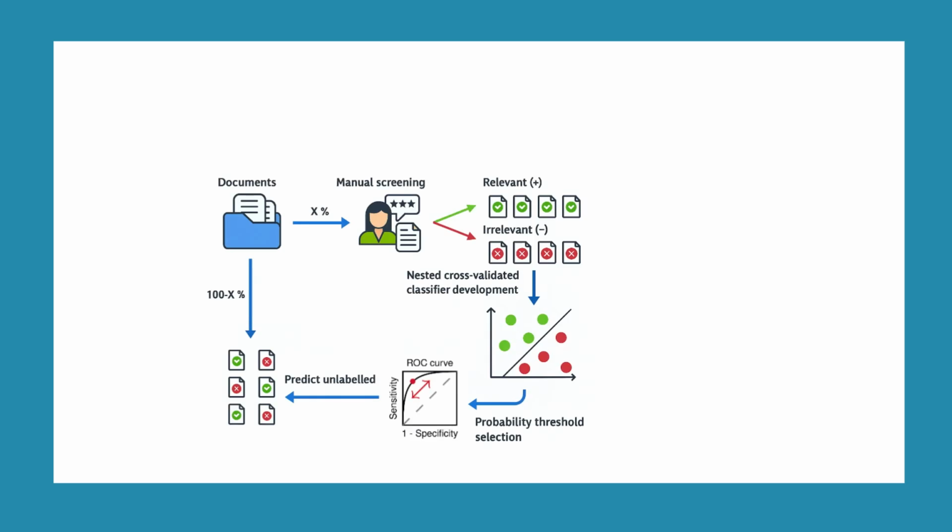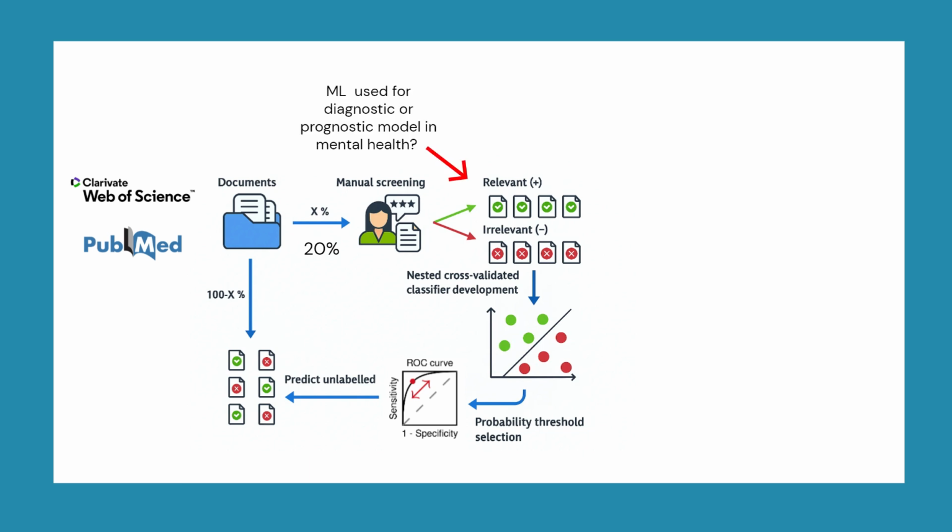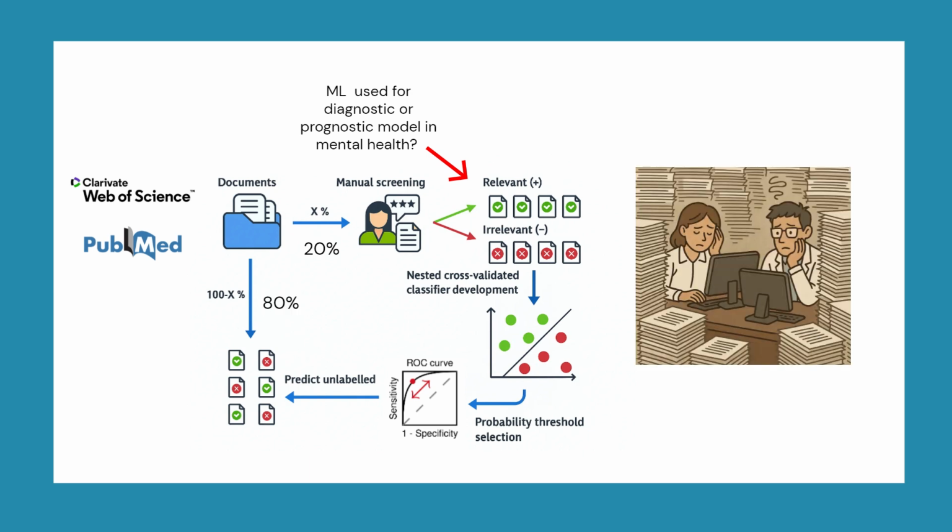If you remember from our last video, we ran a literature search across PubMed and Web of Science and screened a random 20% of the publications. The goal was to identify publications that use machine learning to evaluate or develop diagnostic or prognostic models in mental health. What we're going to do now is take that 20%, those manually reviewed papers, and use them to train our model to predict the relevance of the remaining 80% of unscreened publications.